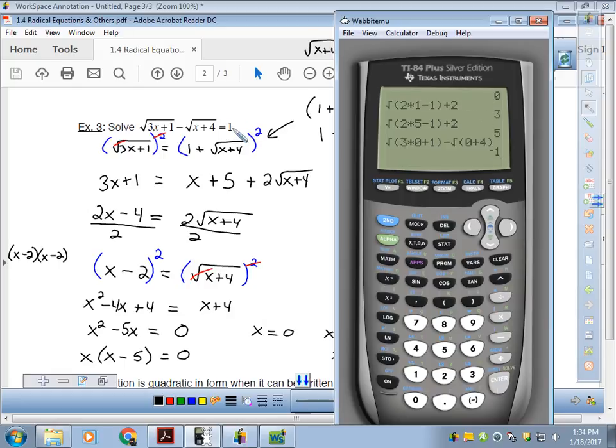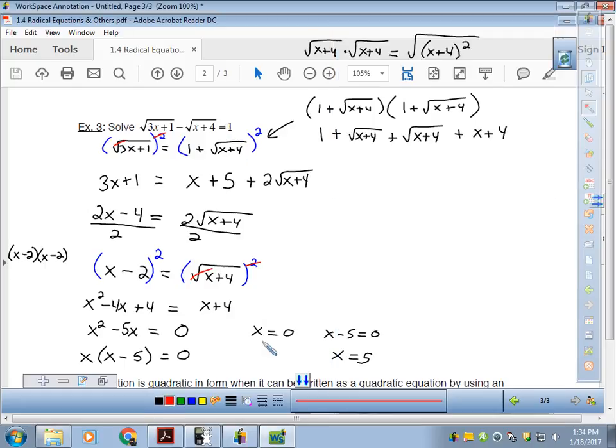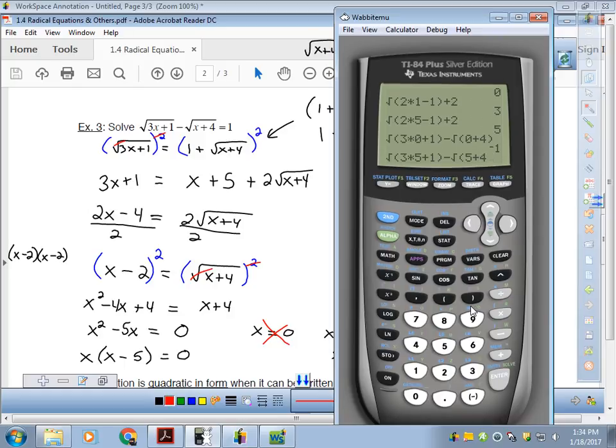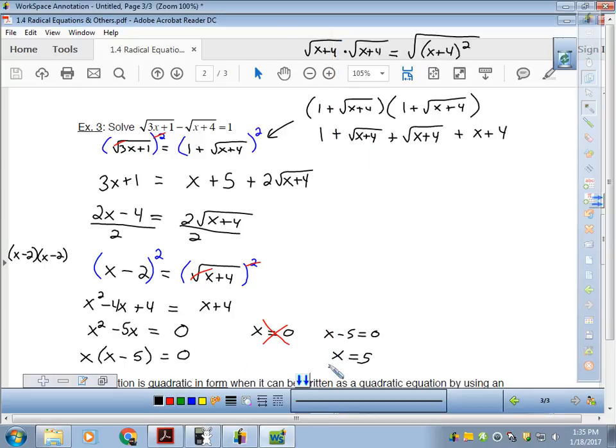I'm supposed to get positive 1, so x equals 0 did not work. Let's try our other answer. Let's try 5. So square root of 3 times 5 plus 1, close the first square root, minus the second square root, we're going to have 5 plus 4, close that one, hit enter. And look, we got positive 1, that's what we're supposed to get. So x equals 5 is the only answer that works for this equation.